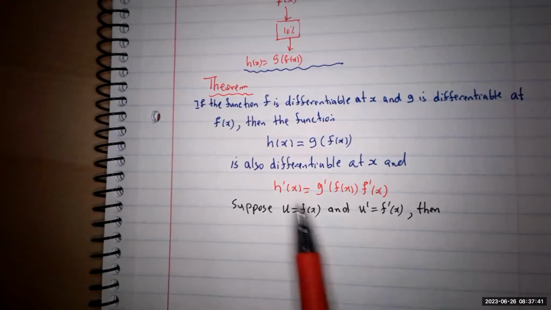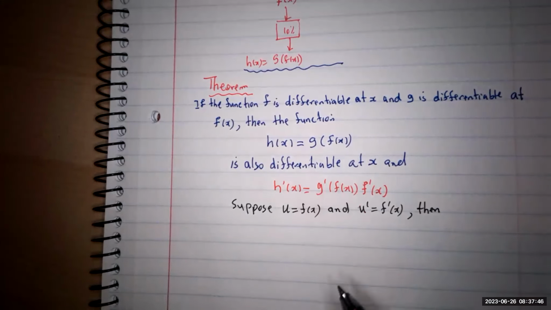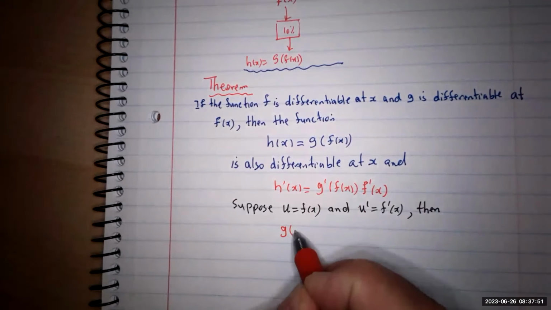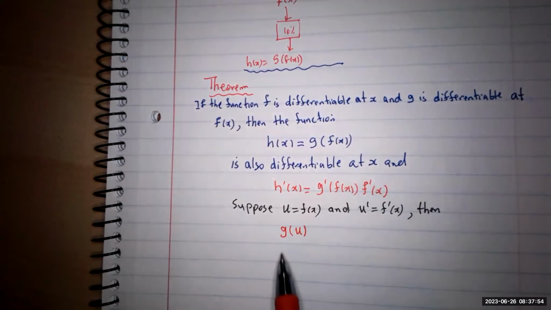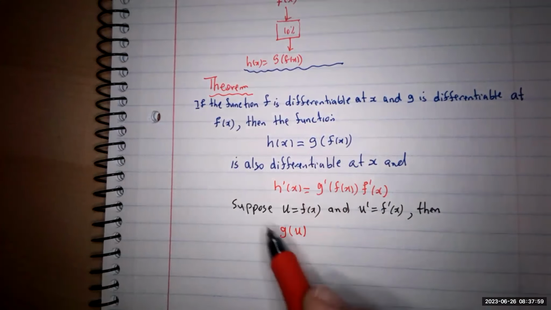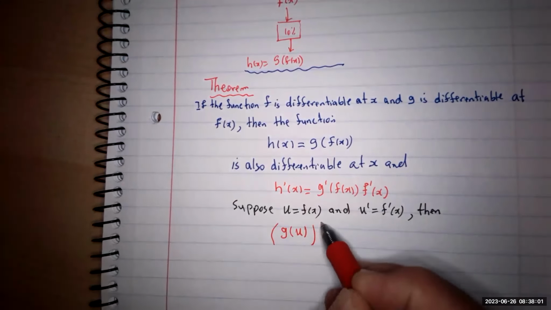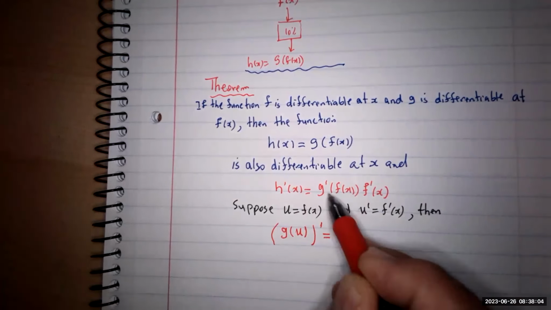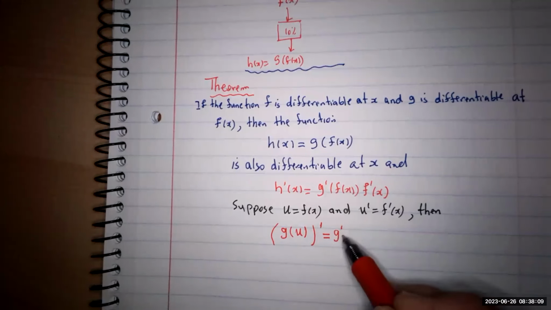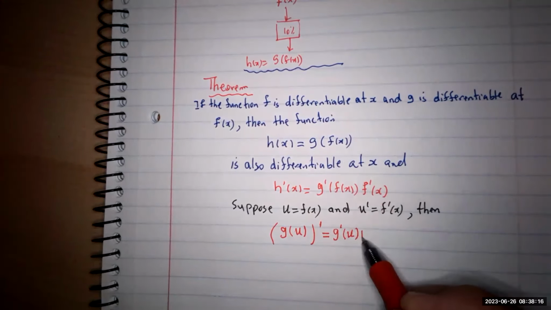Okay, the version is going to be now, remember this is g of f. So this means if you want to find the derivative of a composition function of g of u, g is the outside, you see that's g of f of x, g of u. The derivative of g of u is going to be equal to the derivative of the outside, g prime of f of x, we call it g prime of u, times the derivative of the inside. It was f prime of x, so it's going to be u prime.